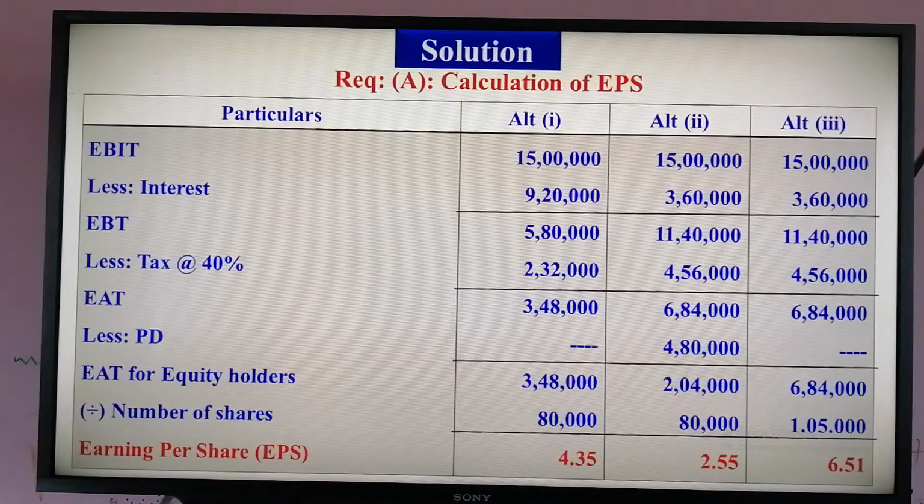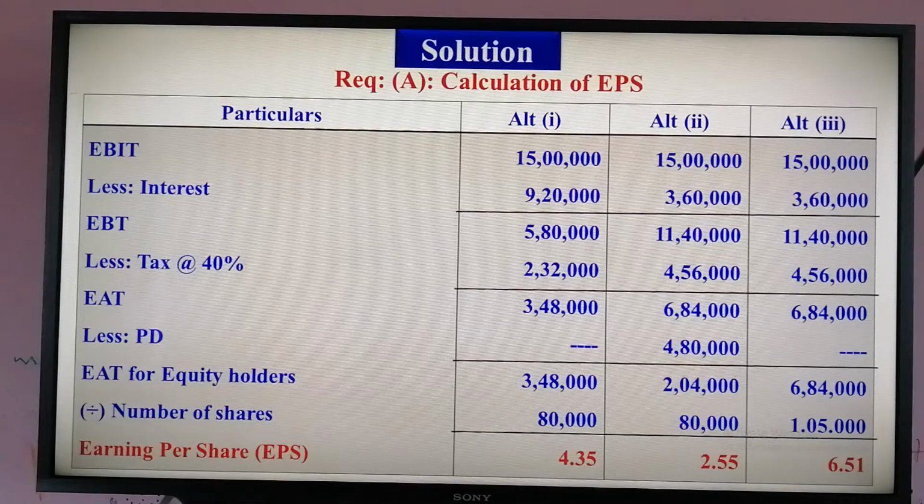So my dear student, maximum EPS is the optimum capital structure. Maximum EPS is the optimum capital structure. So if the question asks which alternative should be chosen by the company and why, you should write: alternative 3 should be chosen by the company as it has the highest EPS compared to alternative 1 and 2.